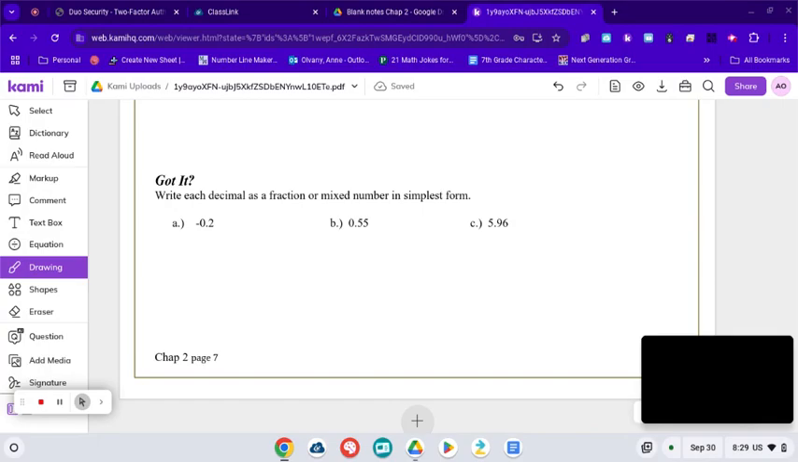All right, so hopefully you've tried these on your own. This should be -1/5. This is 11/20. And this is, oh, this might have been tricky. Did you get 149/25? The thing you have to remember here is how to make this a mixed number.